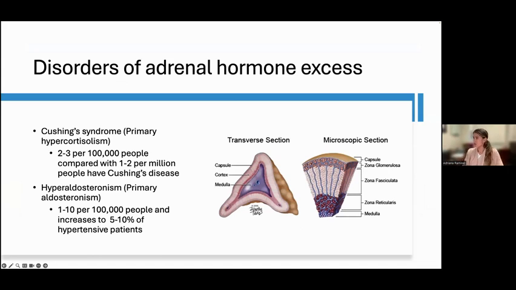All right, so Cushing syndrome and hyperaldosteronism are both disorders of adrenal hormone excess. Most commonly, these are associated with benign adenomas originating from the first and second layers of the adrenal cortex. Cushing syndrome, or primary hypercortisolism, has a prevalence of 2 to 3 per 100,000, while hyperaldosteronism has a prevalence of 1 to 10 per 100,000, though this increases to upwards of 10% in patients that are hypertensive.